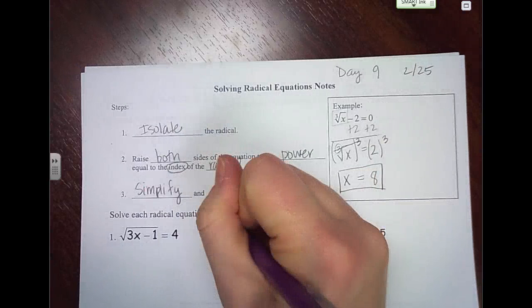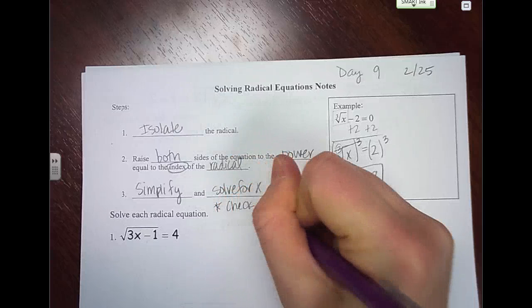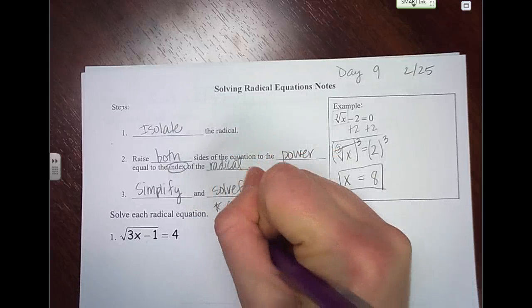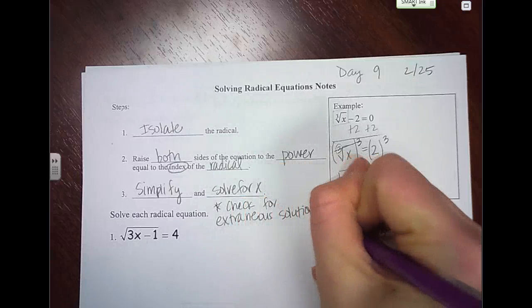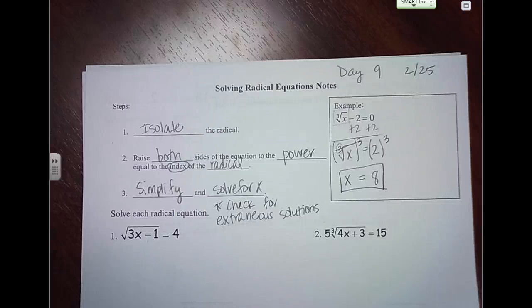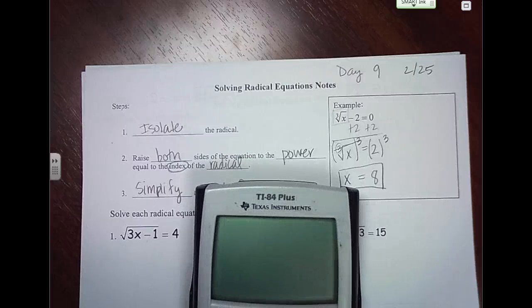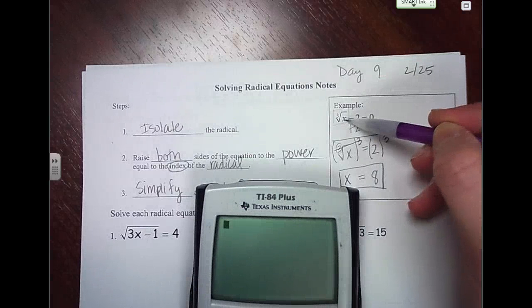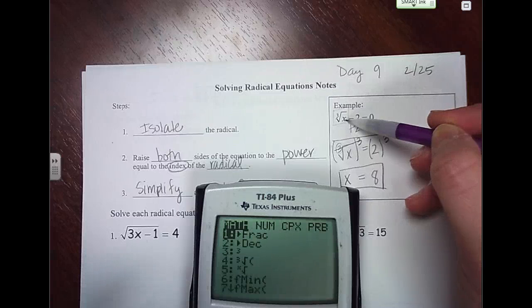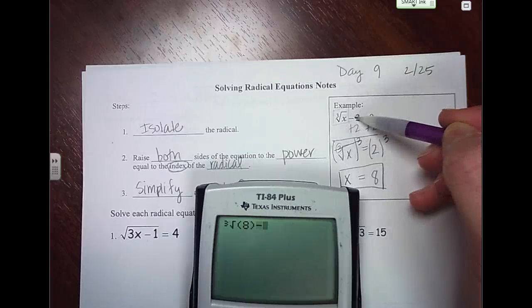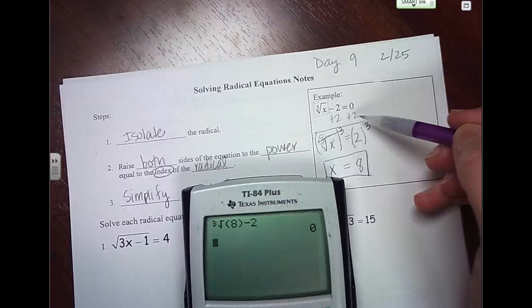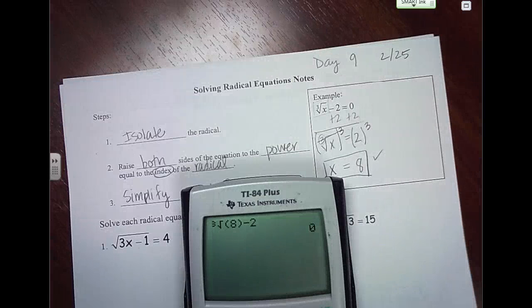Now the one thing I'm going to add here is we're going to check for extraneous solution. So because we're doing radicals, we have to make sure that that answer works. And this is where your calculator comes in handy. So all you have to do is take your answer and we're just going to plug it back into here. So if I'm doing cube root of x, remember you just press math and it's number 4. So then I put in x is 8 minus 2 and I get 0, which is what this is. So that worked. And I just put a little check mark.